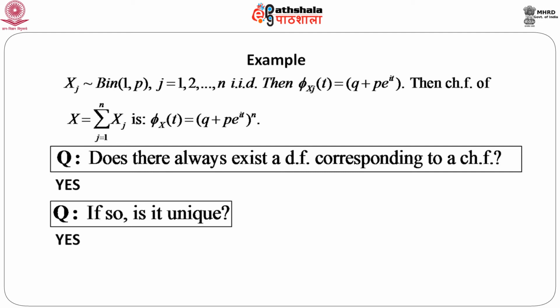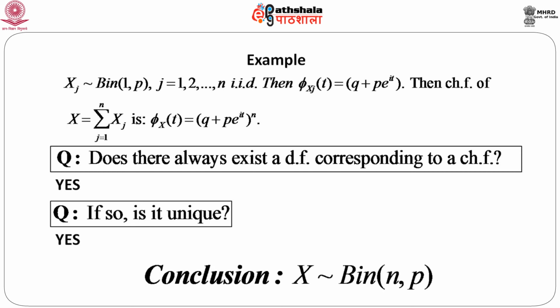So, immediately we can say that there exists a distribution function for which (q plus p e to the power i t) whole to the power n is a characteristic function, and this characteristic function determines that particular distribution uniquely. And since we already know that this is the characteristic function of a binomial random variable with parameters n and p, we can immediately identify the distribution as the binomial random variable with parameters n and p. So, the conclusion is really very positive, that we can identify a distribution through its characteristic function in a unique way.